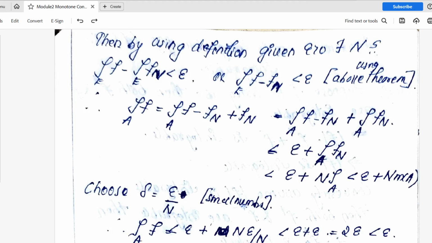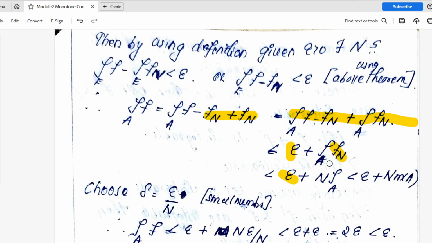So integral of f over A, plus minus fn, consider we can split it and write in this way, and this integral over f minus fn നമുക്ക് less than epsilon എന്ന് എഴുതാം. ഇത് അതേപോലെ തന്നെ എഴുതി, this is less than epsilon plus integral over A of fn, right, capital N ആണ്.